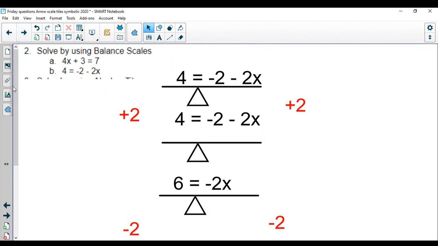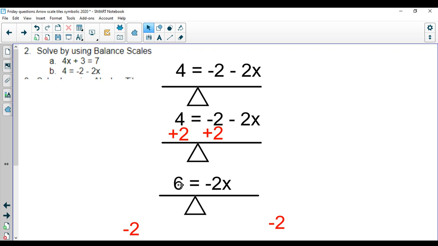We go to our next one. It is solved by using balanced scales. Here's my question: 4 equals -2 minus 2x. My first step, I have to remove that -2 through inverse operation, balance the equation. -2 and +2 is 0. 4 plus 2 is 6.